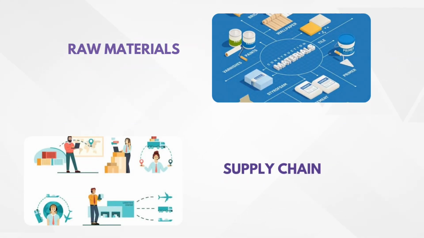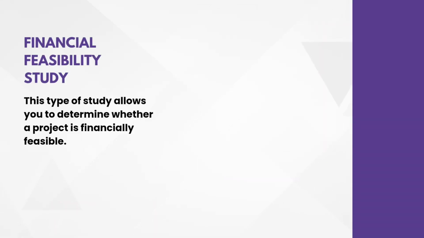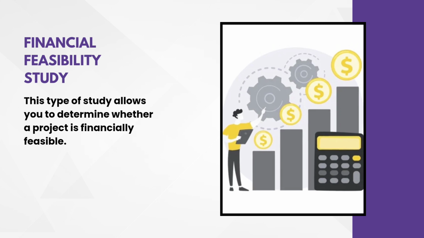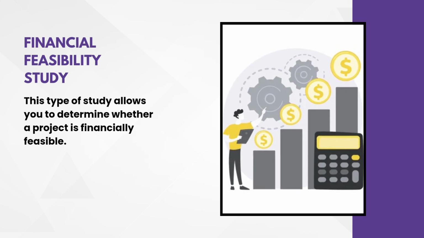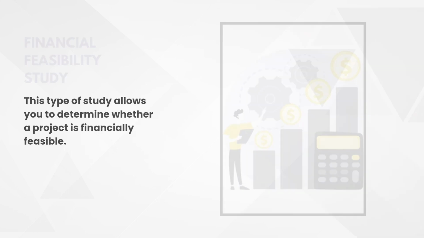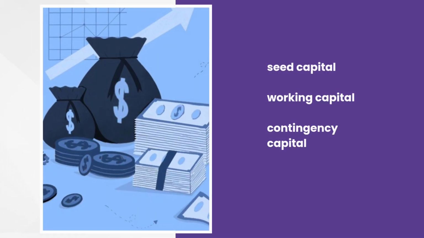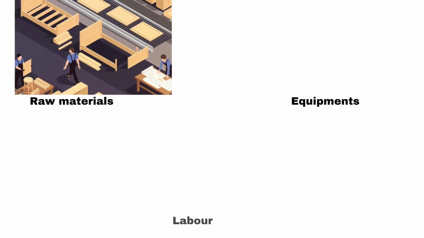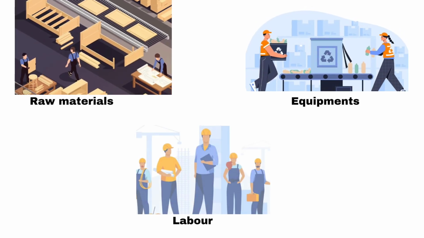Next is financial feasibility, also called economic feasibility study. A financial feasibility study requires the following steps: determining the seed capital, working capital, and any other capital requirements such as contingency capital. To do this, there's a need to estimate what types of resources will be needed for the execution of the project, such as raw materials, equipment, and labor.